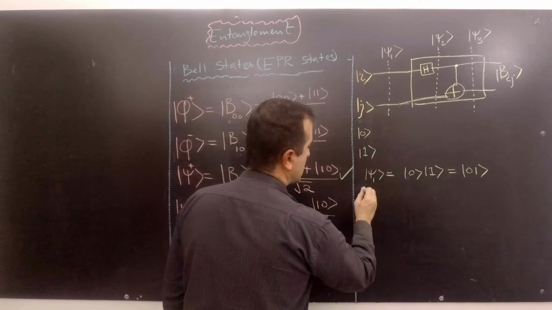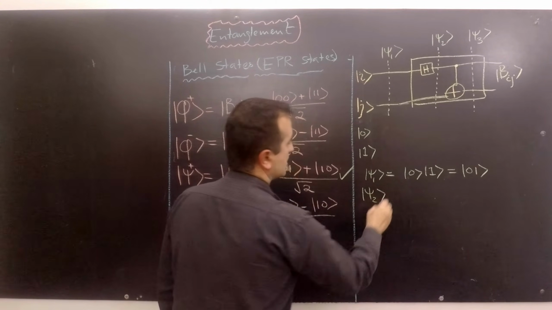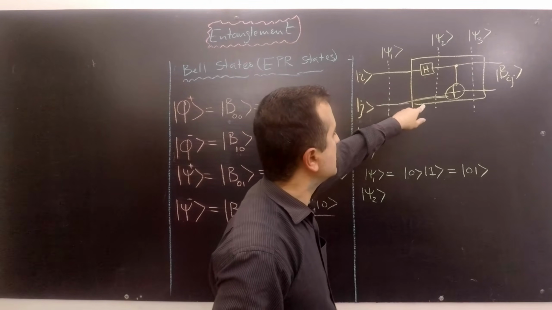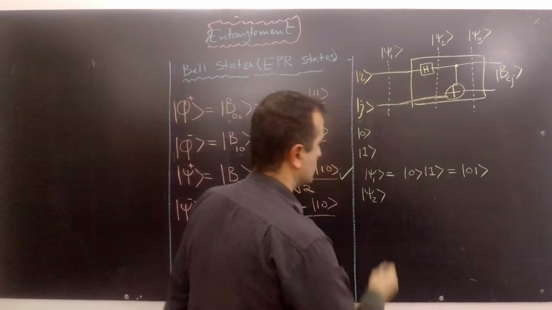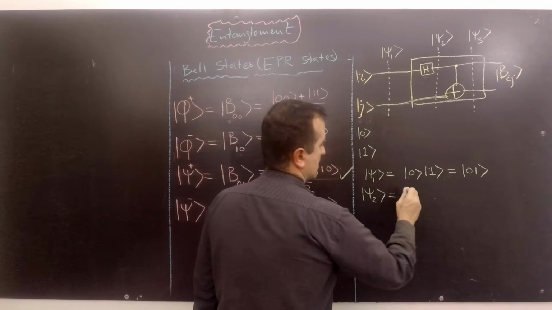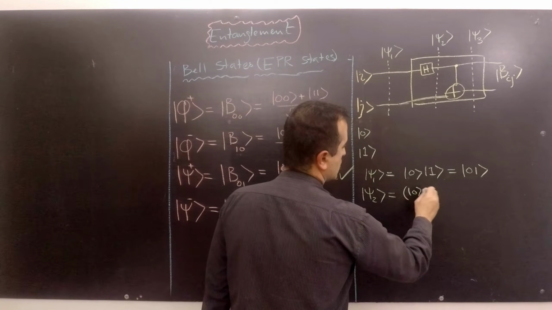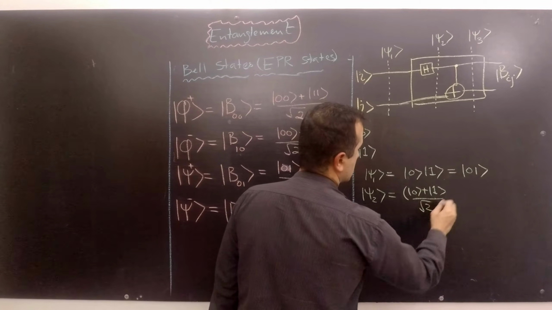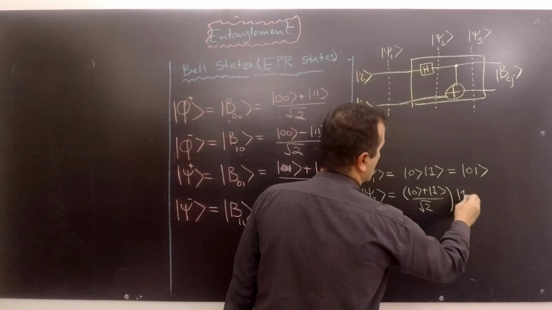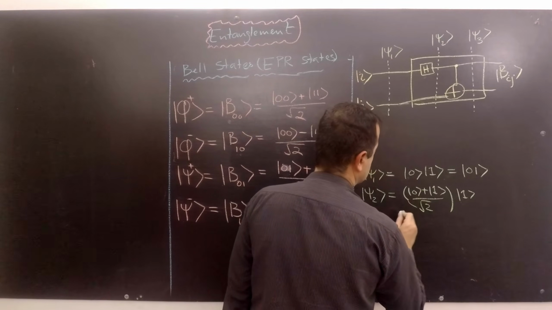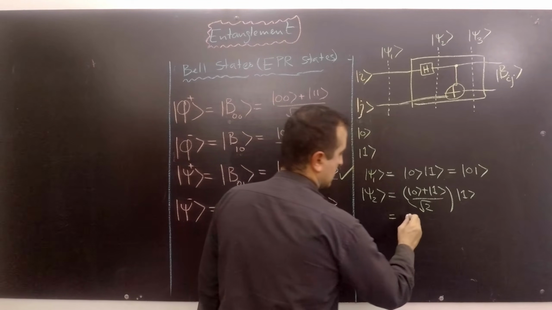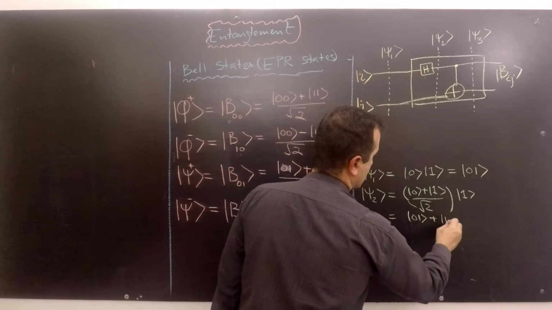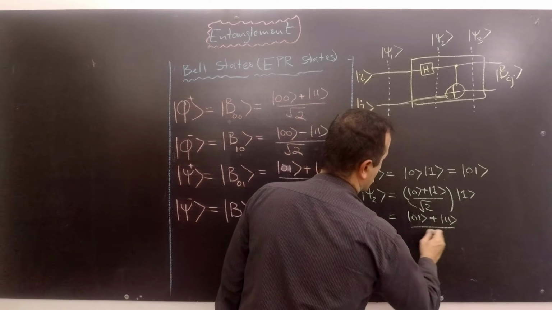So now what will be ket psi 2? I will apply the Hadamard gate on the first qubit while keeping the second qubit untouched. So my result will be ket 0 plus ket 1 divided by square root of 2, times the second qubit ket 1, and I can simplify this into ket 0 1 plus ket 1 1 divided by square root of 2.